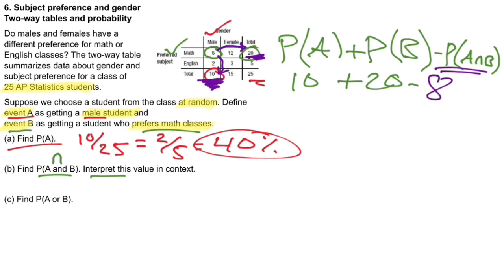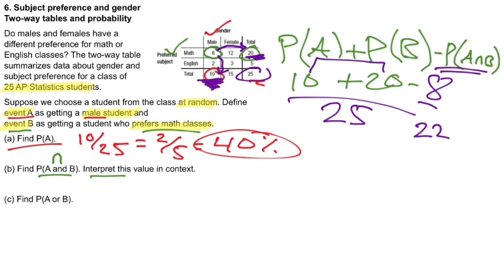And this idea will come up again and again if you don't fully get it, and I'll even tell you another way to do it in just a second. But the denominator is still going to be the total number of outcomes. 10 plus 20 is 30, minus 8 is 22. So we have 22 over 25 as our probability. And that is going to give us 88%.